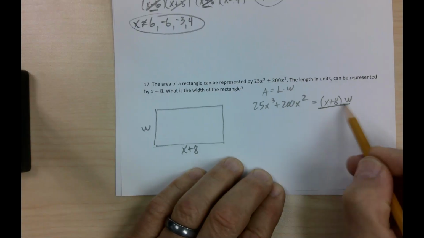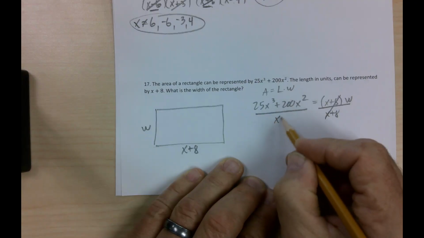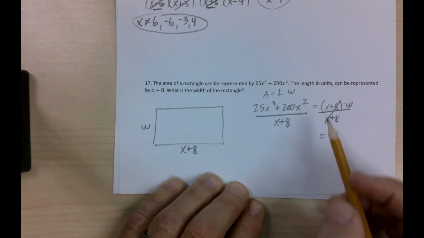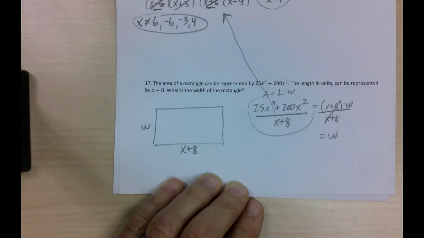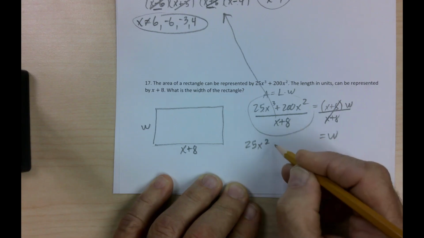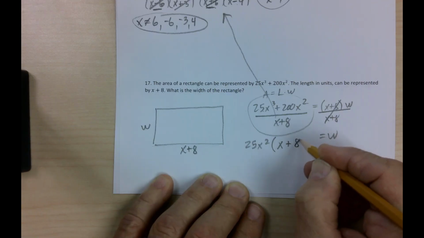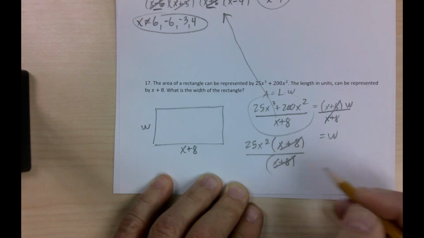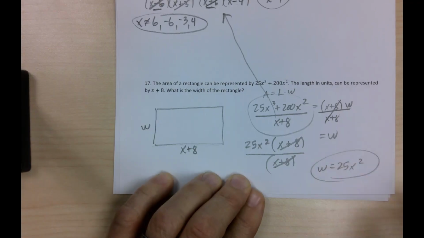So really this is just a fancy way of making you divide both sides by x plus 8. But you're not done until you're done. So this is kind of connected to this, where if you can factor things, you should. So what can we take out of here? We can take a 25x squared out. We'd be left with x plus, are you ready for it? 8, all over x plus 8. And voila. So the width would be 25x squared.